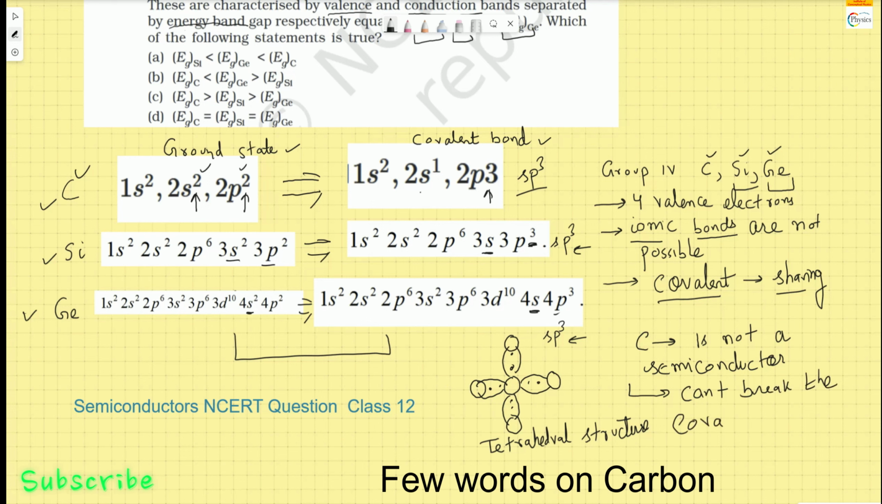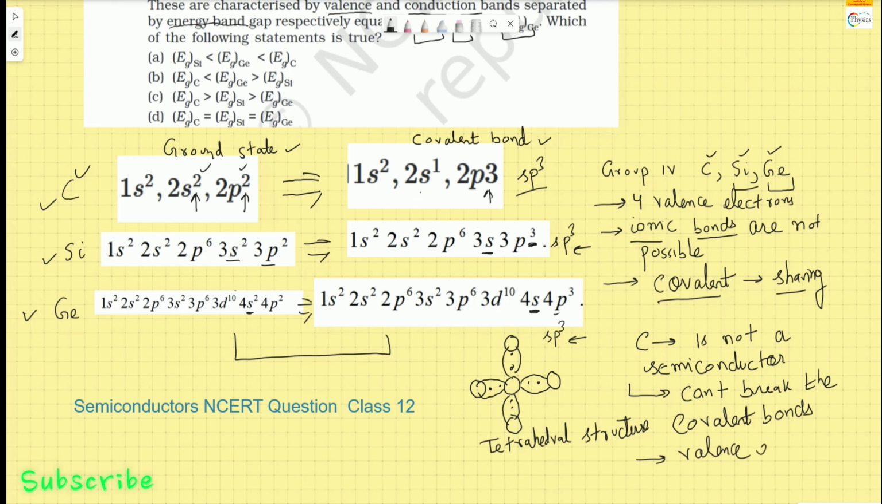You can't break the covalent bonds, which means that the valence electrons cannot jump to the conduction band, right? It is not possible for carbon atoms to exhibit this. So carbon is not a semiconductor.